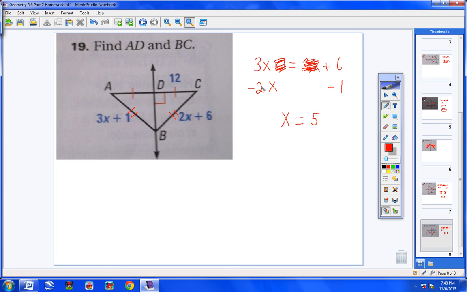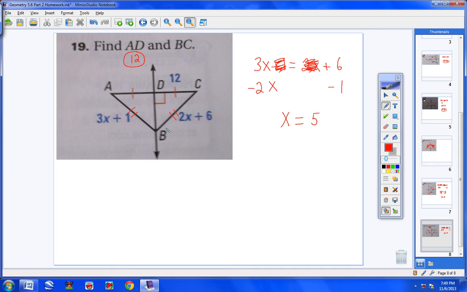Now we're not finished. They want us to find the length of AD and BC. Okay, now let's just stop right now. AD is easy. Look, here's AD. Do you see it? AD. Isn't AD congruent to DC? Sure, they both have one slash, so if DC is 12, then AD is also 12. So there's that answer. That's easy.